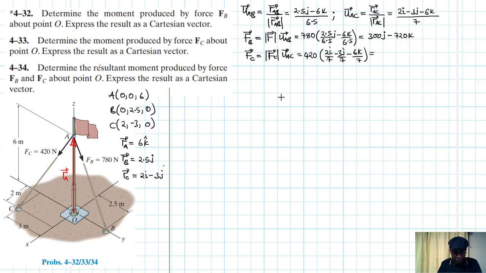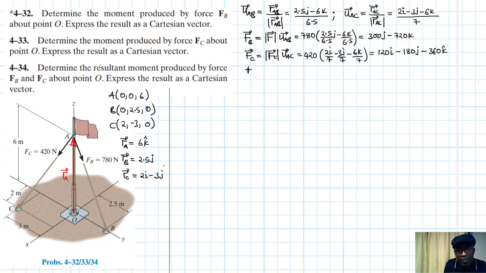Okay, 2 divided by 7 times 420. So we have 120I, minus 3 divided by 7 times 420. This is 180J. Then minus 6 divided by 7 by 420. This is 360K.